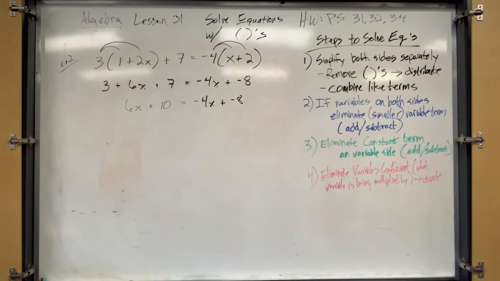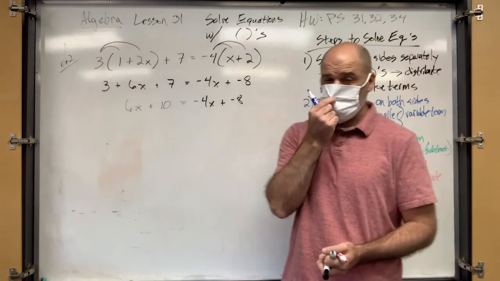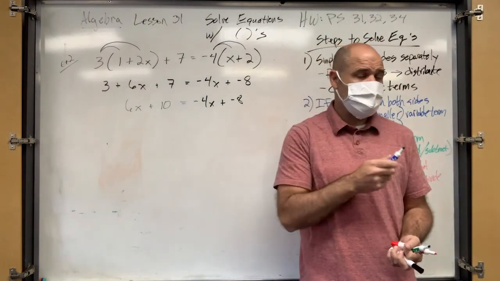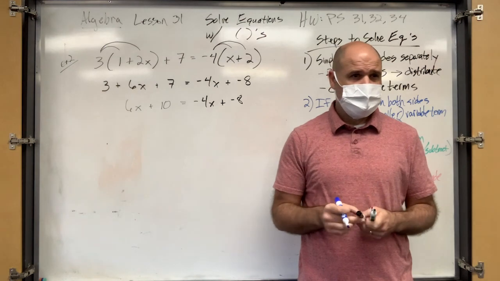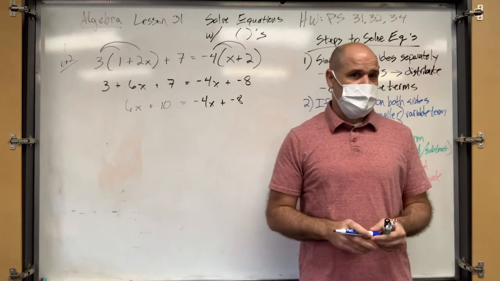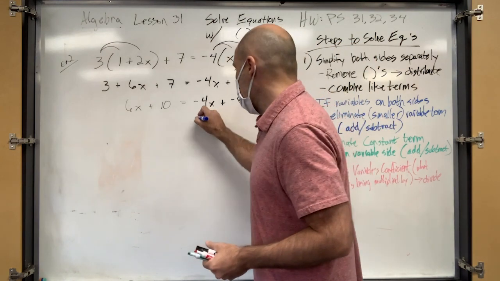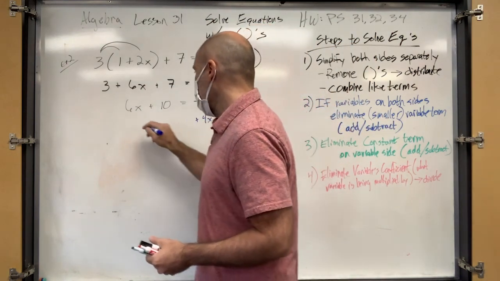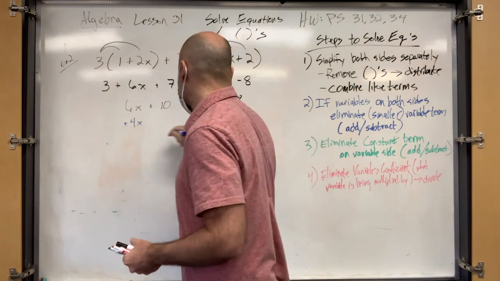If you have variables on both sides, get rid of the smaller one. You don't have to get rid of the smaller one. You just have to get rid of one of them. Okay? Which one did you guys get rid of? Negative 4x. How do you get rid of a negative 4x? Add 4x. Whatever you do to one side, do to the other.